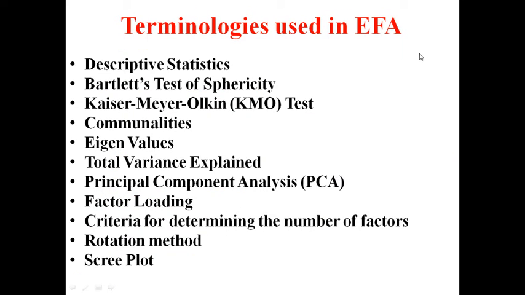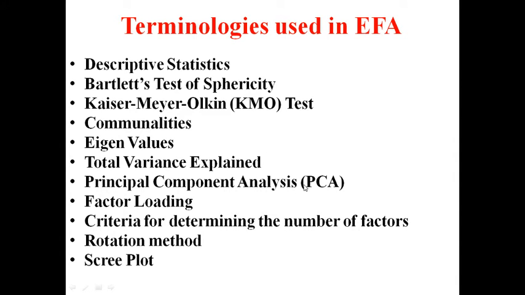Then these are the terminologies you can see here. Terminologies used in EFA, exploratory factor analysis. First, we are talking about descriptive statistics. Then the Bartlett test of sphericity. Then Kaiser-Meyer-Olkin, that is the KMO test. Then communalities, eigenvalues, total variance explained, principal component analysis. Then the factor loading. Then criteria for determining the number of factors, rotation method, and the last one is the scree plot. So these are the terminologies we will get in the output of EFA.